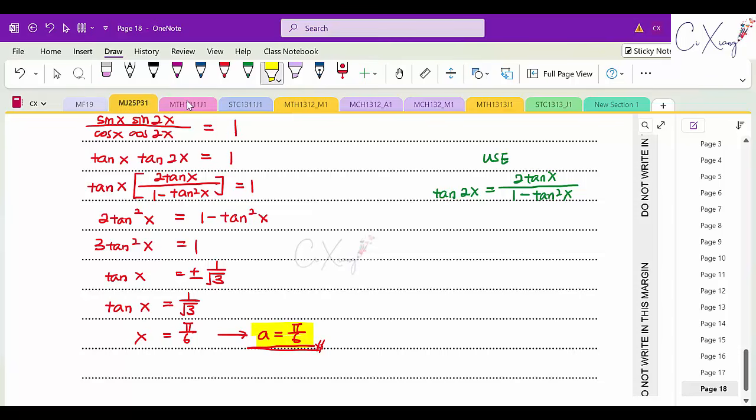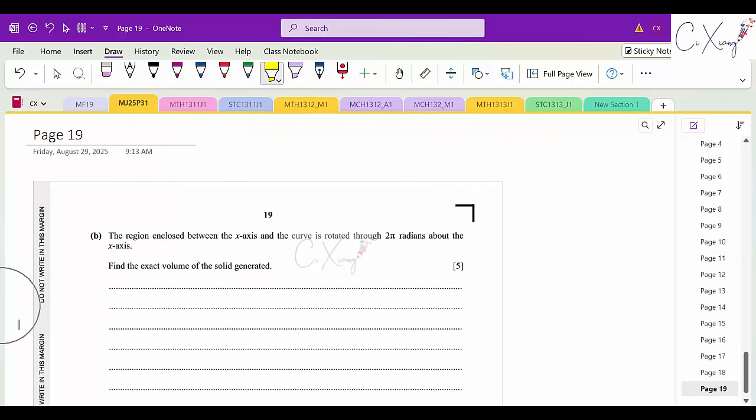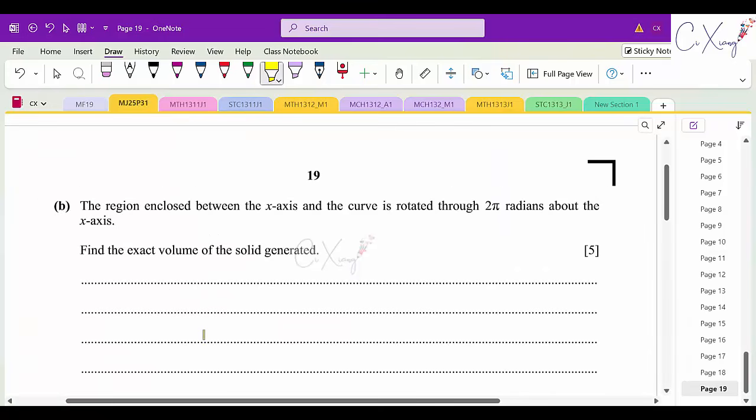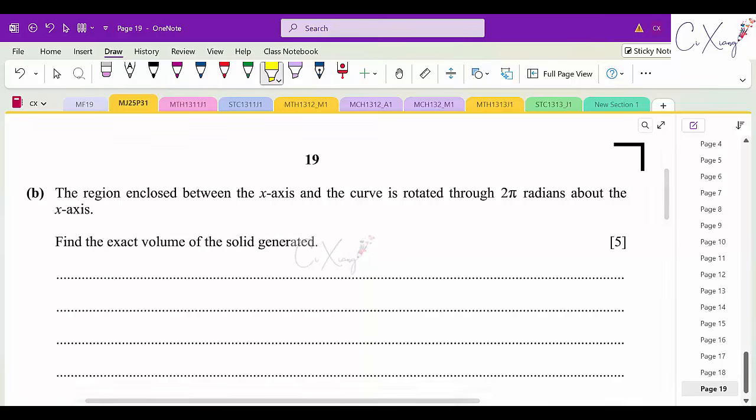Right. This is what we have for part A. Then let's continue to part B. For part B, they are saying that the region bounded between the x-axis and the curve is rotated through 2 pi, that means 360 degrees, about the x-axis. Find the exact volume, highlight the keyword exact, highlight the keyword volume, of the solid generated.